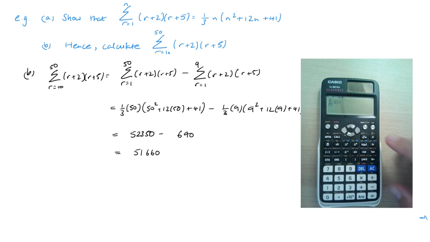So x plus 2 brackets x plus 5 brackets, and then it's from 10 to 50, and there you see it's 51660. So exactly the same. So it's always worth using your calculator to double check your answer at the end.